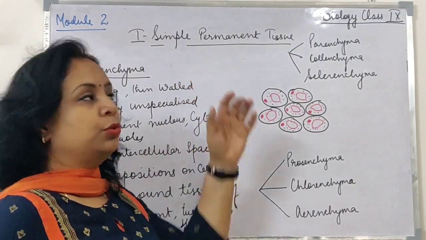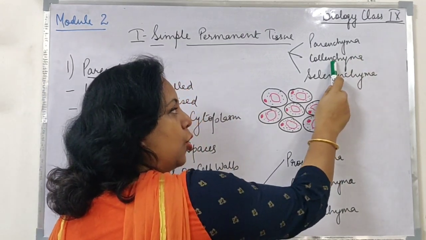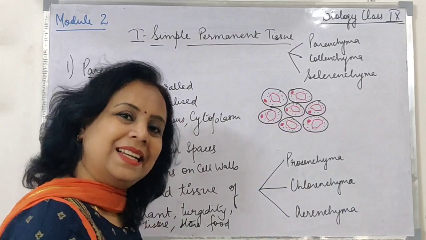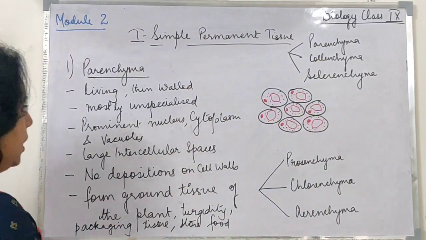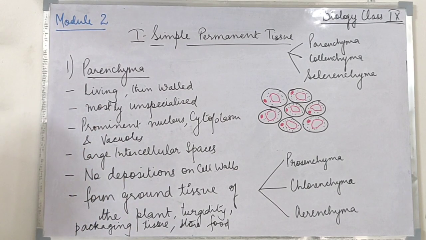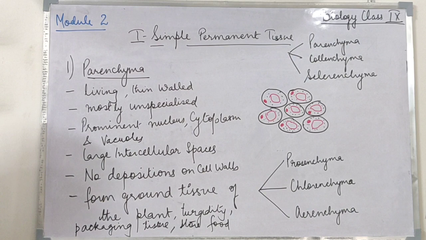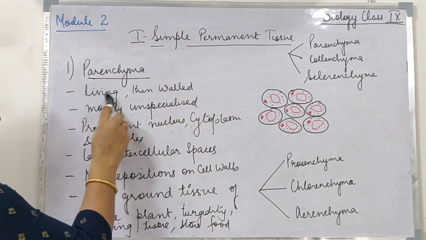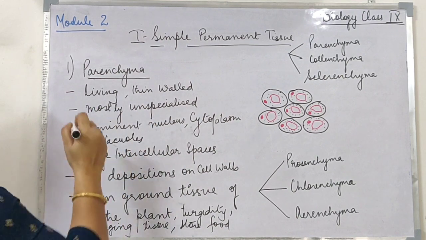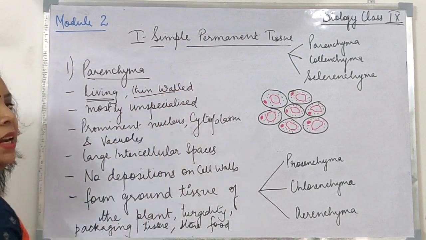Simple permanent tissues may be of three main types: parenchyma, collenchyma, and sclerenchyma. Now we are going to take each of them. Let us start first. We will talk about parenchymatous tissues. Now see children, the parenchyma cells are compulsorily living cells, and they are thin walled.